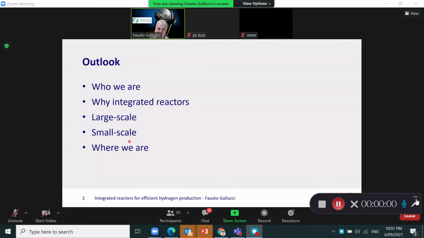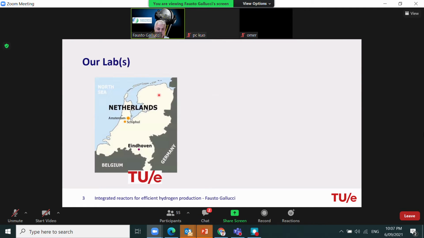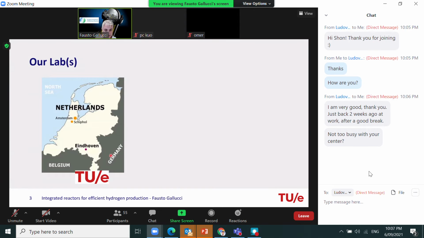of example on large scale, small scale hydrogen production, and then show you where we are at the moment. So as for the introduction, I'm working in Eindhoven. It's in the south of the Netherlands. Netherlands is very small. Anyway, every time we present, I present our lab.